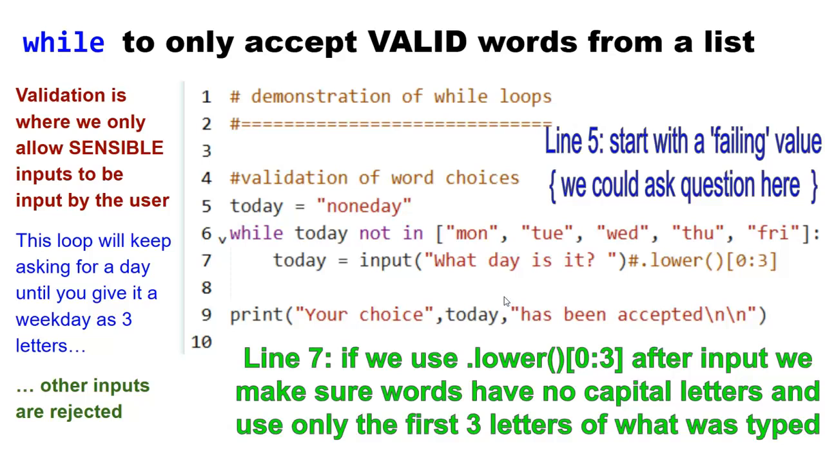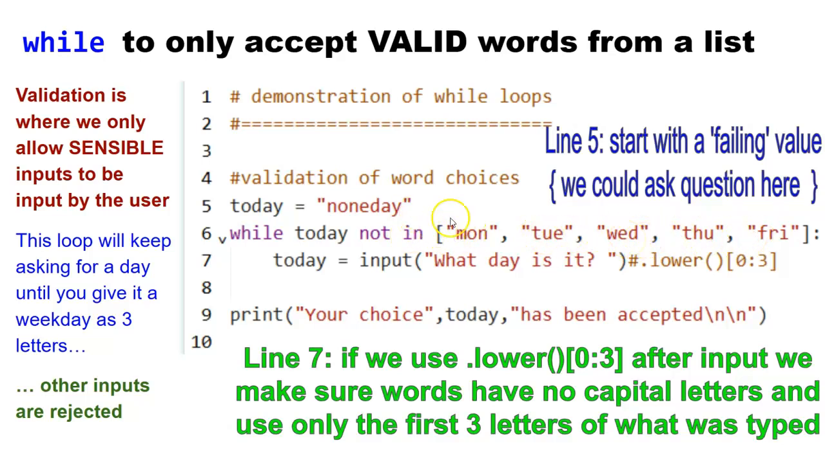We're going to start off in the demonstration with a look at choosing a day of the week. You can see our code here starts off, today equals none day. Now this is a failing value. This isn't a real day. And we always start off our while loops either with a question or with a failed value. So if today is none day, we're going to ask our question while today is not in a list that we think is acceptable. And you can see here our list of acceptable values are 3-letter codes in lowercase for the days of the week, or the weekdays.